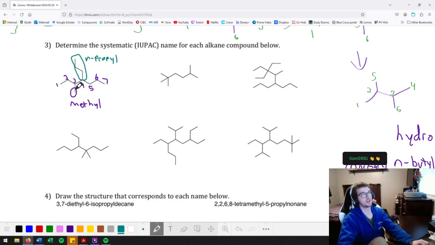Okay, so we've got a 3-methyl and 4-N-propyl. And that is going to be the lowest set of numbers that we can assign to this molecule and to these groups. Because if we were counting from the other end, like if we called this 1 and this 7, we would have 4 and 5 as our substituent numbers, and 3 and 4 is lower, so we go with that.